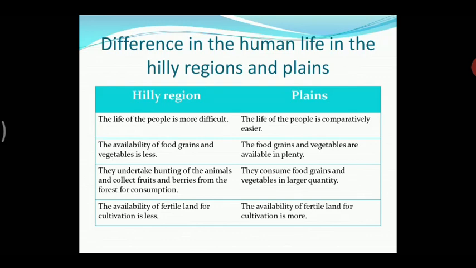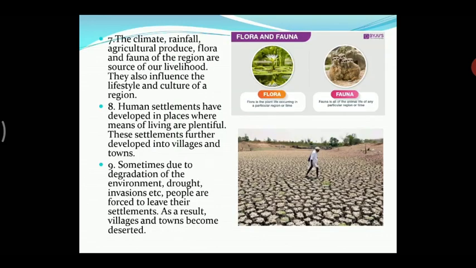We'll go to the next slide. The seventh point. The climate, rainfall, agricultural produce, flora and fauna of the region are source of a livelihood. They also influence the lifestyle and culture of a region. Now here you all must have heard two words which are new for you all, flora and fauna. Flora means plants and fauna means animals. These are sources of livelihood. Because of these only we are surviving on the land.